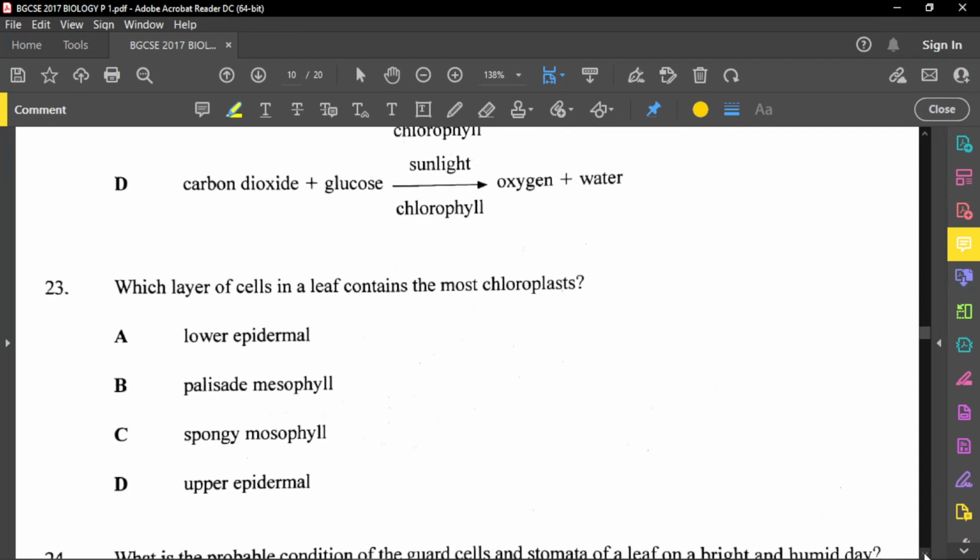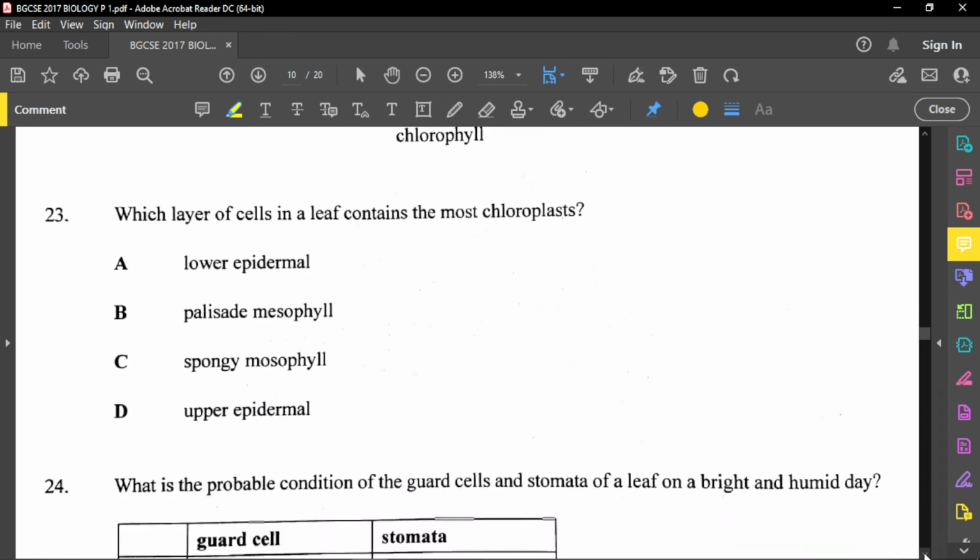All right. Question 23, it said, which layer of cells in a leaf contains the most chloroplasts? And again, this is the palisade mesophyll layer, because those cells are elongated, which means they are longer than the other cells in the leaf, and which means they have more space to have more chloroplasts. And again, they are on the upper part of the leaf to absorb the most light. So they need the most chloroplasts to have the most chlorophyll, so they can absorb the maximum amount of light.